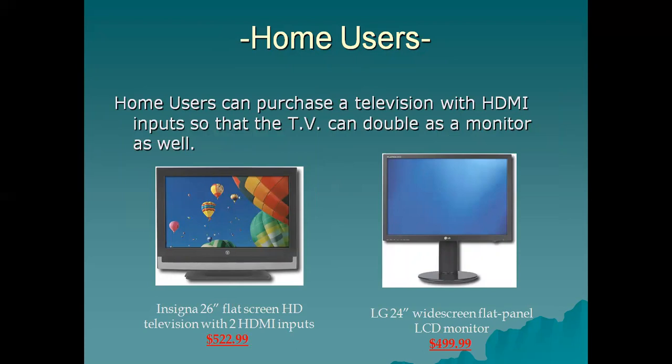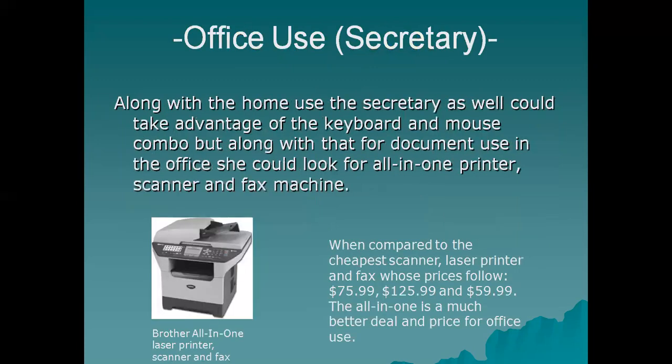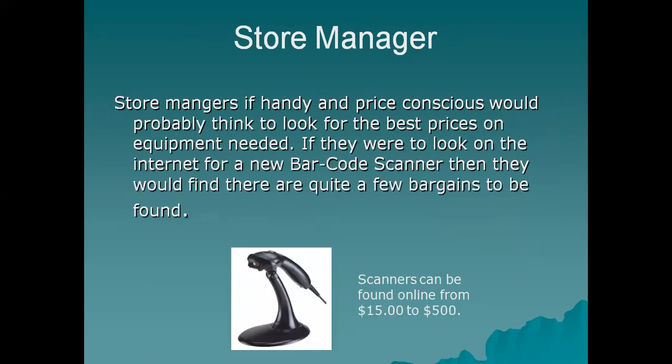Home users can purchase a television with HDMI input so that the TV can double as a monitor as well. And as you can see, these are input devices and output devices, and this is a printer which can be used in offices, and this is another kind of input device, which can be used to detect barcode information and help you find the particular product.